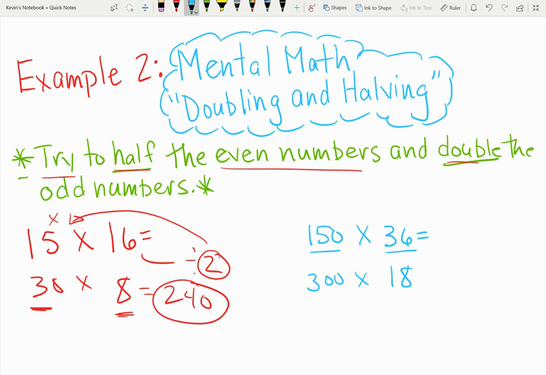Now I'm looking at 300 times 18, and I'm still not there. I don't think I could process that in my brain. So I'm going to continue halving my 18. I'm going to make that a 9. I'm going to double my 300 to 600. I'm thinking now, well, yeah, I have my basic fact of 6 and 9. So we know 6 times 9 is 54, and just add your 2 zeros. So we know 150 times 36 is 5,400.